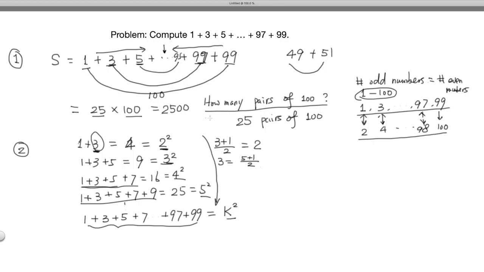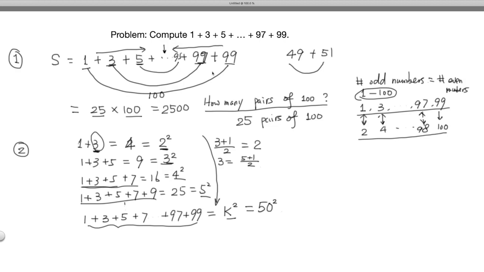And from this argument here, the number of terms between 1, 3, all the way to 99, in terms of the total number of odd numbers, is 50. So we know that this equals 50 squared. So this is a second way of observing a pattern. And from the pattern, you can guess the answer. Now, this is not completely rigorous. And the rigorous way is still going to be doing sums like this.